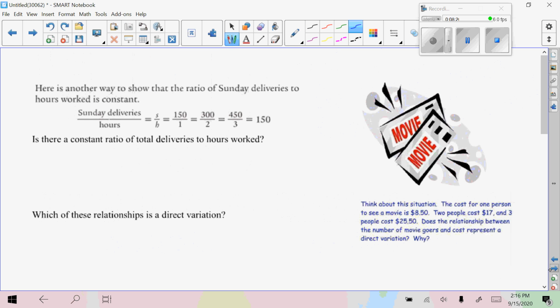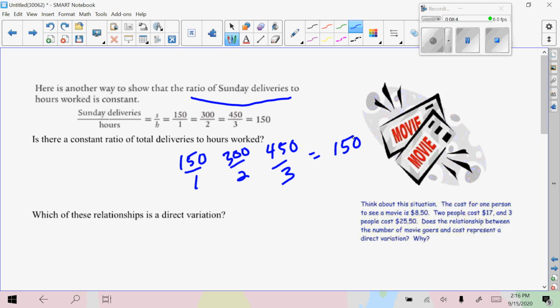Okay, now one thing you should notice about the ratio of Sunday deliveries is that you always have the same ratio. So 150 over 1 hour, 300 over 2 hours, 450 over 3 hours, all those ratios are equal to 150 over 1 when you reduce them.